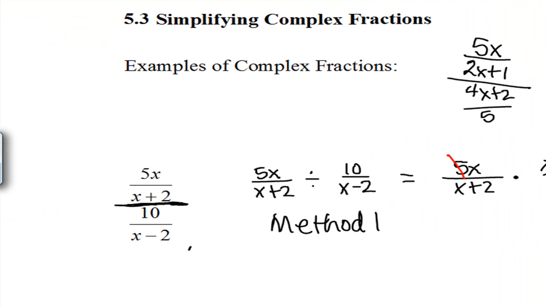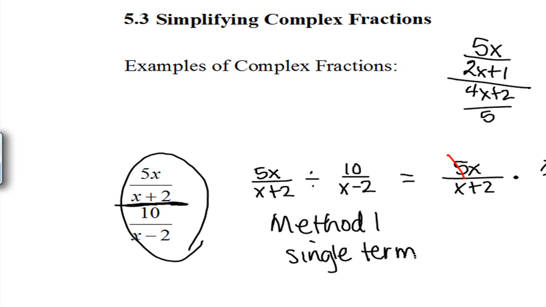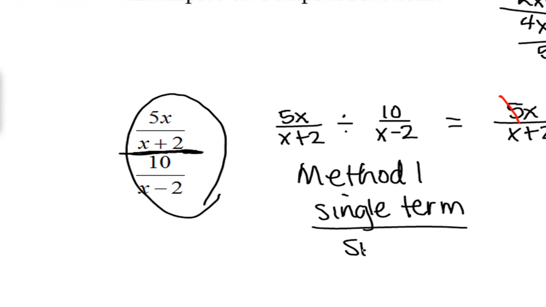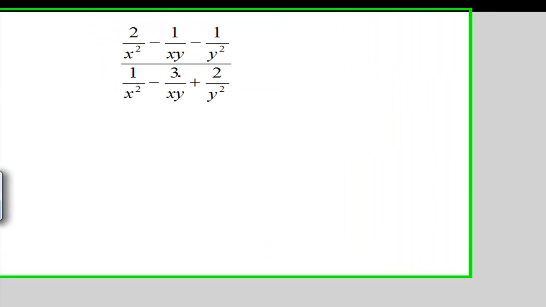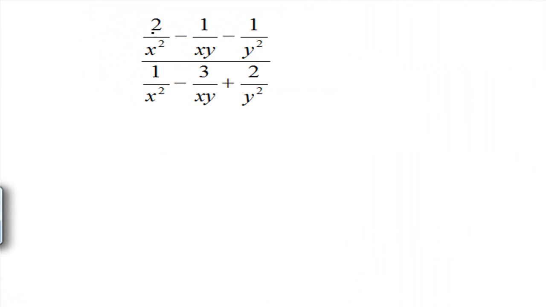And it's only going to work if we have a single term for the numerator and a single term for the denominator. And that's important to remember. Okay, here's our next complex fraction. And this one has several terms in the numerator. So I see one term here, a second term here, a third term here. So I know I can't use method 1 right away.